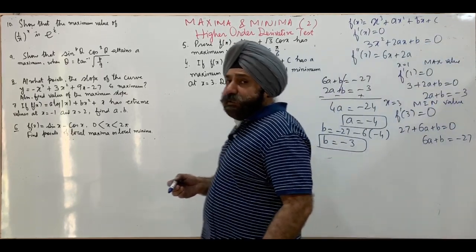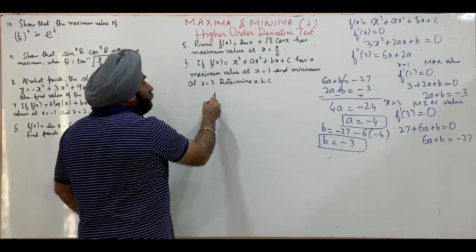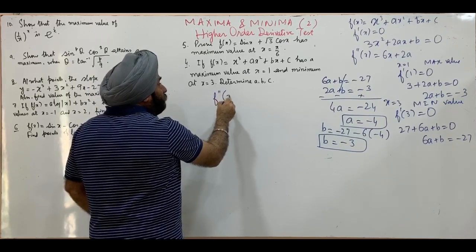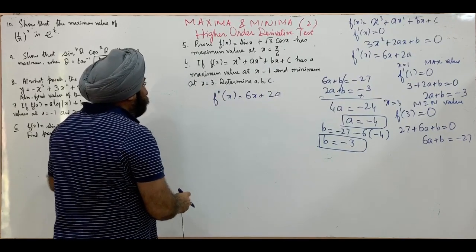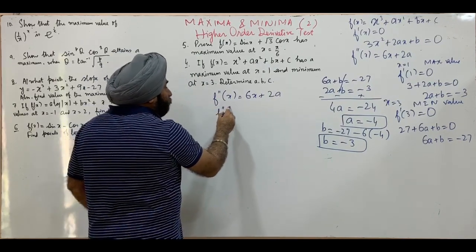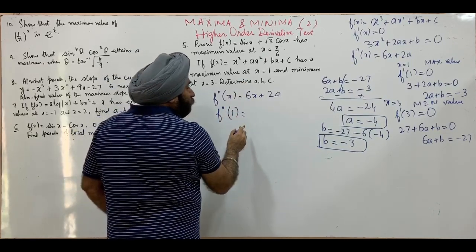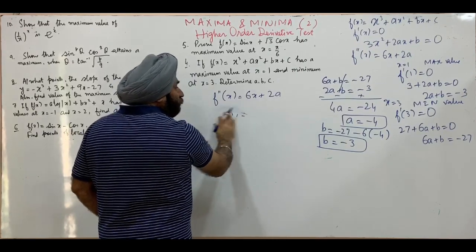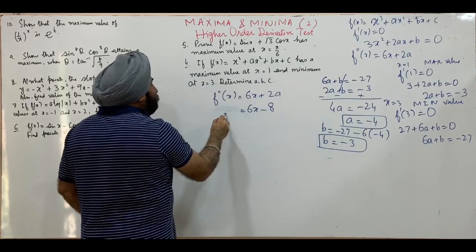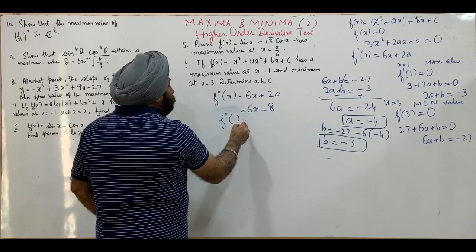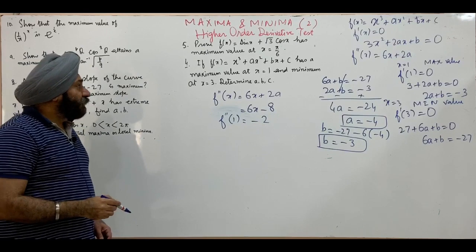Next we find the second order derivative. We already have f double dash of x, that's 6x plus 2a. The critical point is at 1. So that's okay. We substitute the value of 2a first of all. 2a is minus 8, so this is 6x minus 8. Let's find f double dash at 1. This is minus 2. So this has a maximum value because this is coming negative.